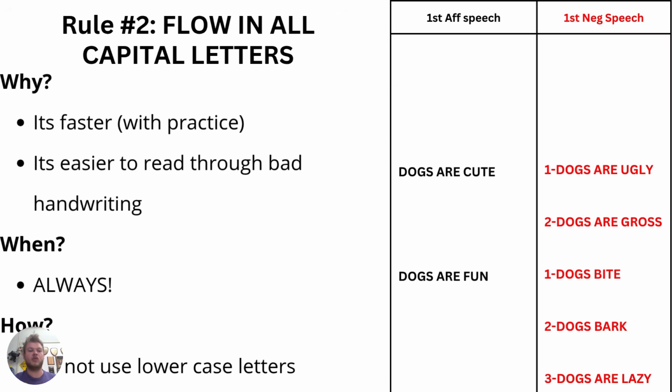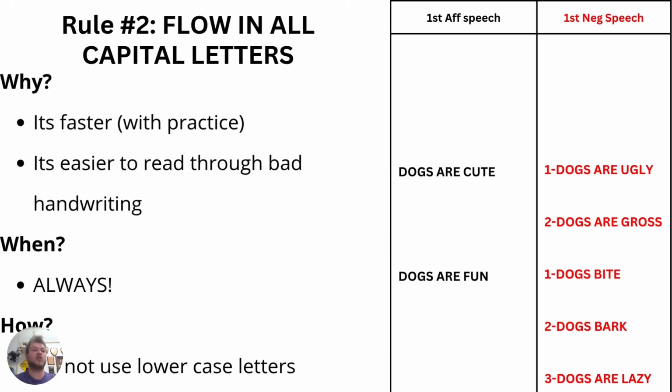Rule number 2, flow in all capital letters. Now, this is tricky because it's not what we're used to, but the reason why we want to flow in capital letters instead of lowercase letters is because with practice, it's actually faster because there are fewer curves, there are fewer intricate lines. The capital letters are simpler to draw. It's also easier to read through bad handwriting.